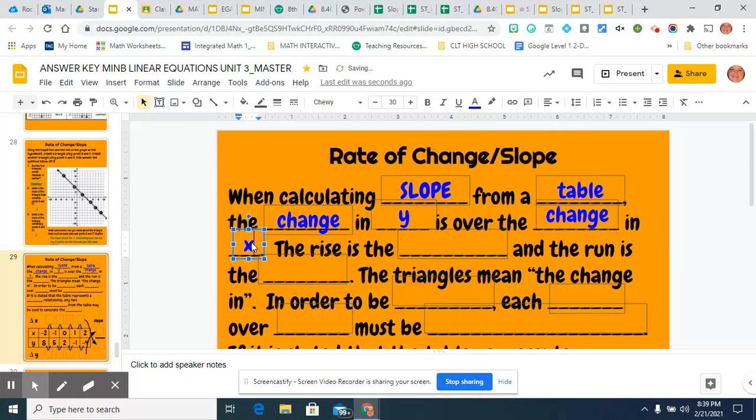So if you remember when we were doing the graph part, when we moved up and down, that's the change in y, right? Because the y-axis is vertical. And when we moved side to side, the run, that's the change in x. So the rise is the change in y, and the run is the change of x.